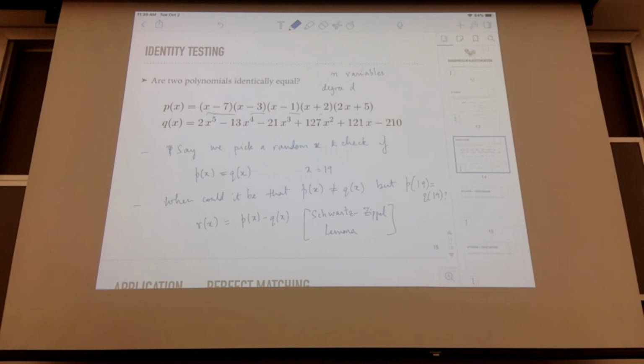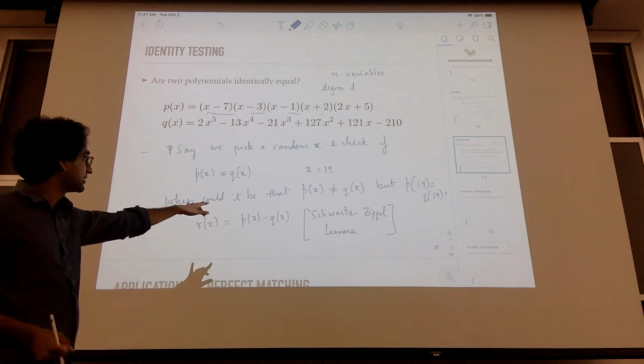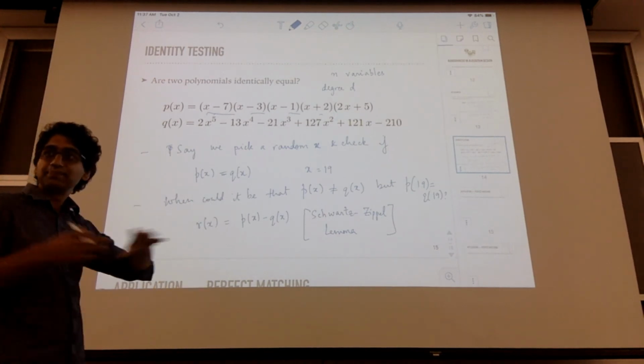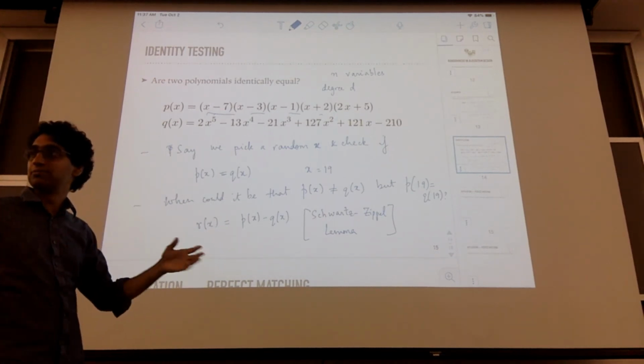identically equal. This is called identity testing, because in some sense you're trying to test if this polynomial r of x is equal to 0. The idea is generally that you can evaluate these polynomials quickly, but expanding them out is cumbersome.